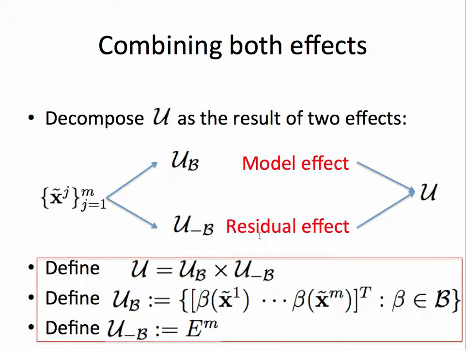Once we have the definition of both U subscript B and U subscript minus B, we can now go forward and define the uncertainty set U as the cross product between these two sets, where we have already defined U subscript B and U subscript minus B as before. So this completely characterizes how we are going to define the uncertainty set using our training data, and then we can proceed to the policy step and solve to get a robust solution pi.